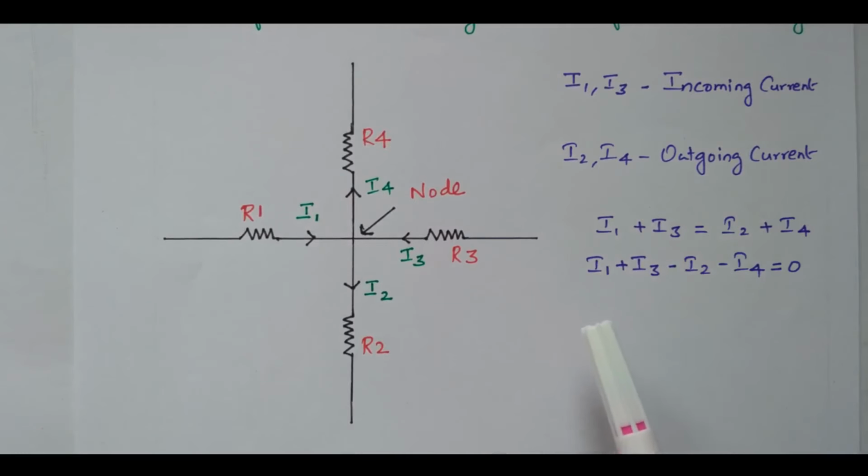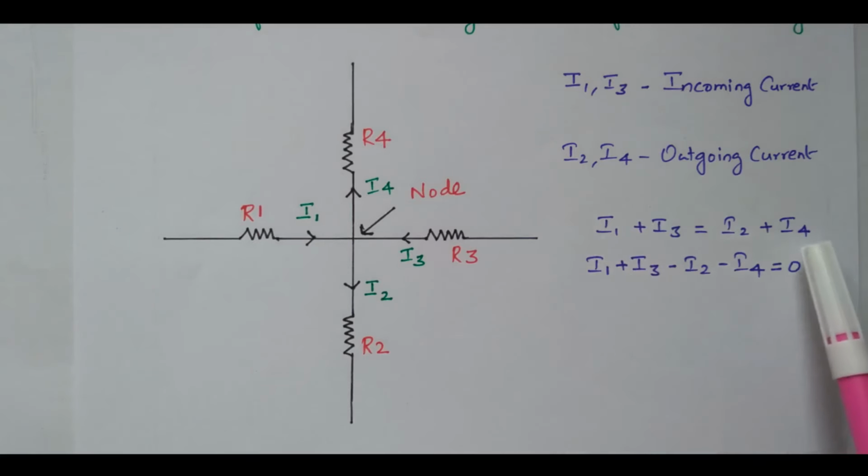So according to Kirchhoff's current law, the sum of incoming current is equal to the sum of outgoing current. That is, I1 plus I3 equals I2 plus I4. The sum of current entering the node is I1 plus I3, that is equal to the sum of current leaving the node, I2 and I4. So this is the statement given by Kirchhoff's current law. The summation of current entering the node is equal to the summation of current leaving the node.